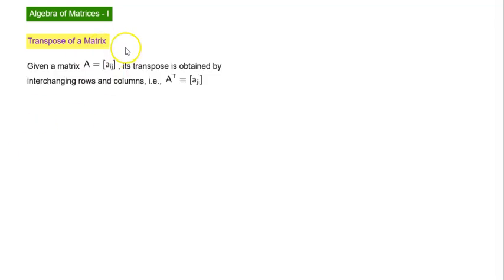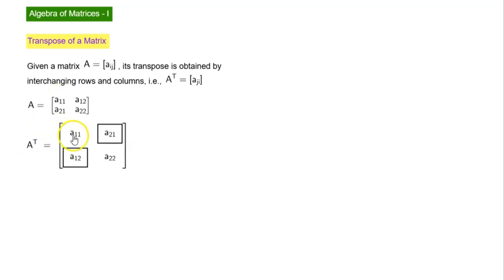Transpose of a matrix. So, given a matrix A, its transpose is obtained by interchanging rows and columns. That is A to the power of T, or rather we should read it as A transpose, is equal to the matrix whose elements are A sub ji. So do you notice what is happening? Here the subscript is ij. Here it becomes ji. So rows are becoming columns, columns are becoming rows. In the previous session, we have seen this with respect to symmetric matrix and skew symmetric matrix.